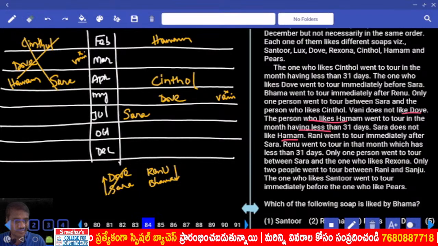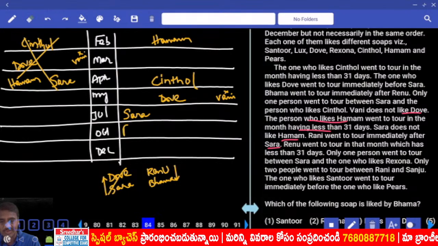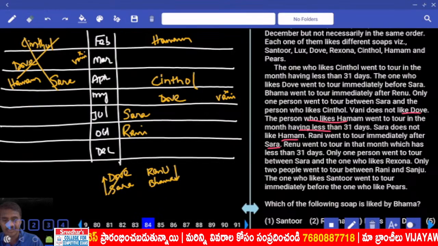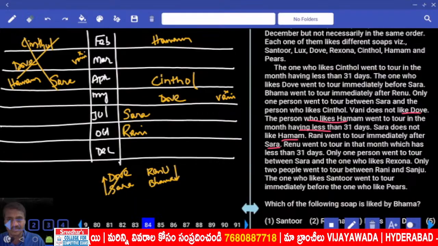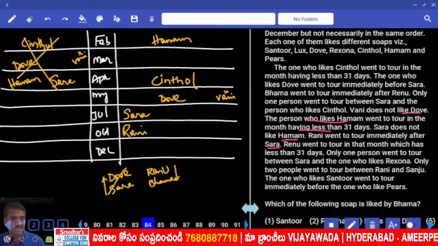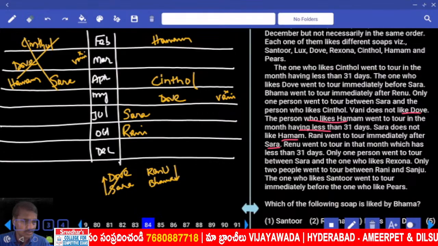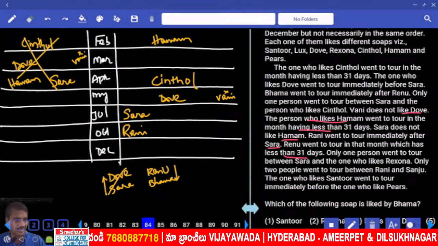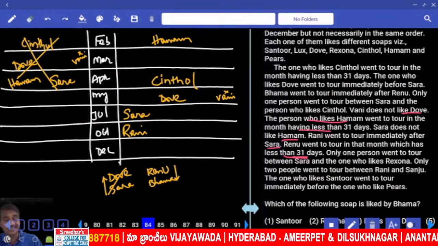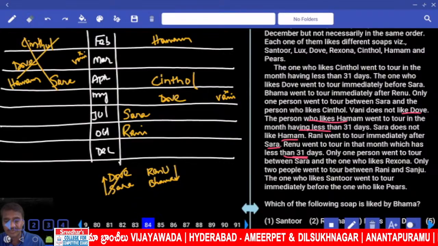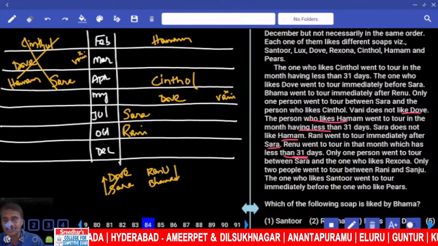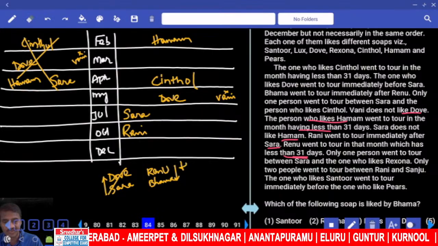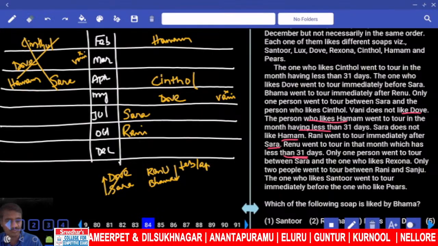Sarah does not like Hammam. Rani went on tour immediately after Sarah. Immediately after Sarah, who is that person? Rani. Then Renu and Bhanu are left over, isn't it? Then Feb, March; March, April; April, May, three possibilities. Renu went on tour in a month that has less than 31 days, so there are two possibilities, either Feb or April.